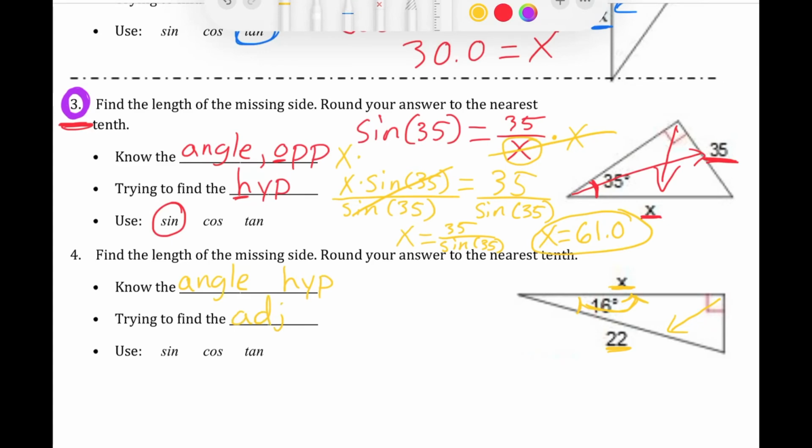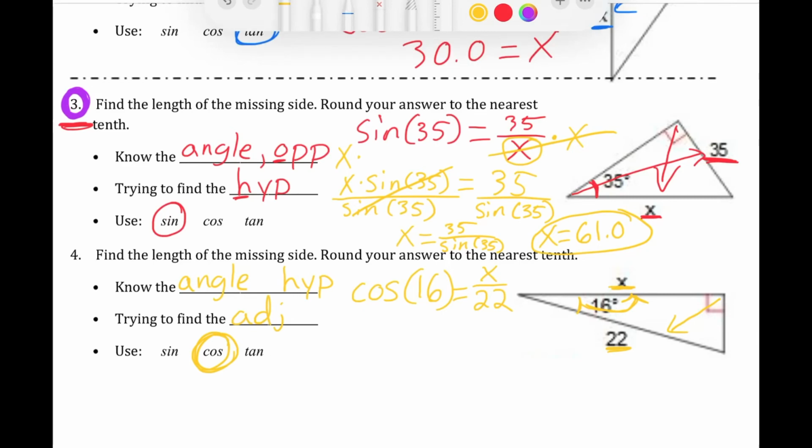So which trig function deals with our H and our A? That is our cosine trig function. So we have cosine of our angle that was given, which was 16, equals, cosine is adjacent over hypotenuse, A then H, so A comes first, and our adjacent side is x. Our H comes second, so our hypotenuse is 22.